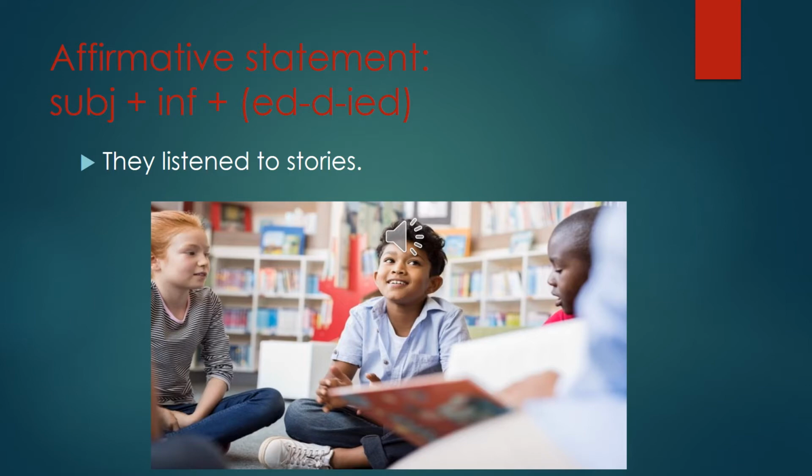Affirmative statement. How to form a sentence in the past? Our form is subject plus infinitive, or the verb, plus ed or d or ied. As we said before, in one case we put ed, in another case we put d, and in the other case ied. Okay. Subject like he, she, it, I, you, and they. Then the verb. Okay, for example, they listened to stories. What else? I watched TV. We visited my grandmother. We ate fish. We studied hard. We traveled to Alexandria.